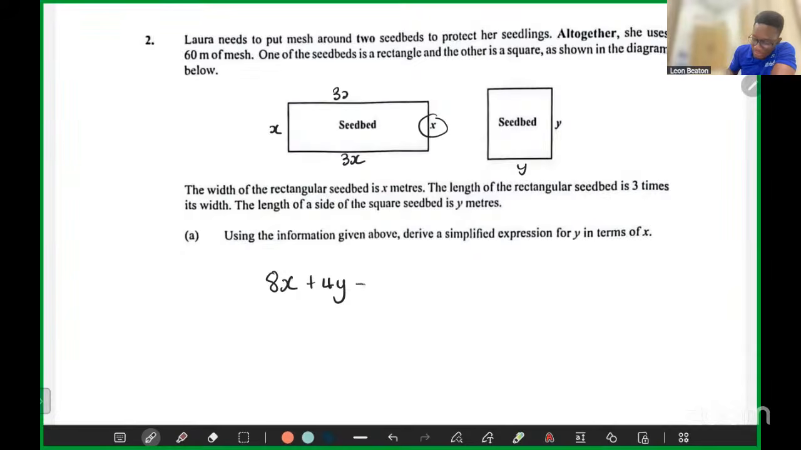And we know when we add up all of those perimeters, both of them will get 60. So this is the equation that we can come up with. The first thing we want to do is form an equation. I always look to form an equation and then work from there.